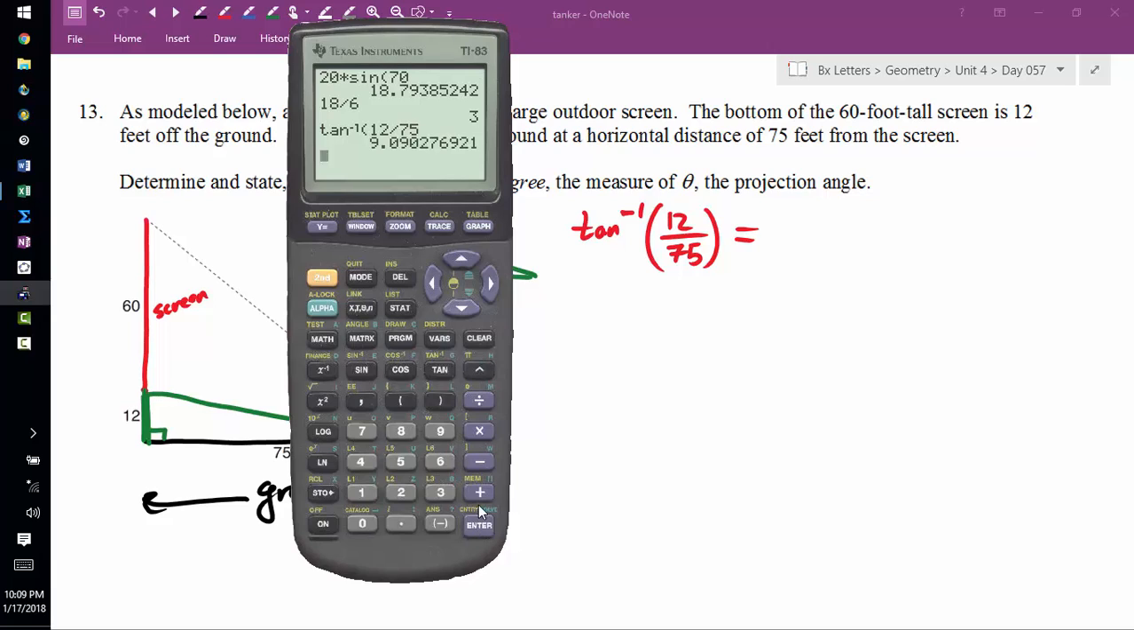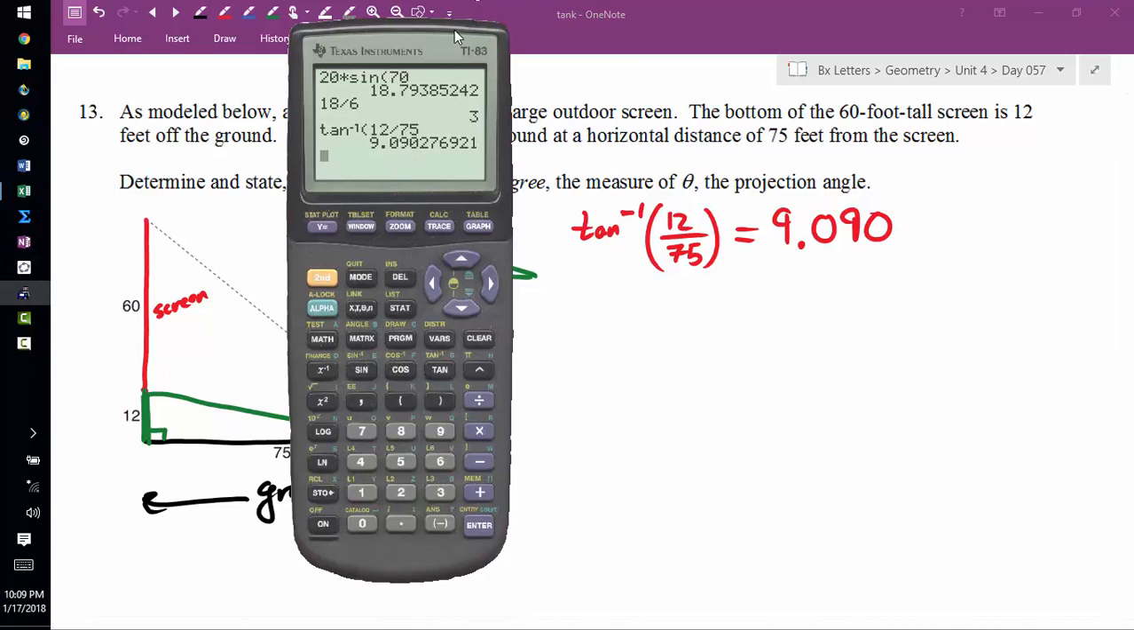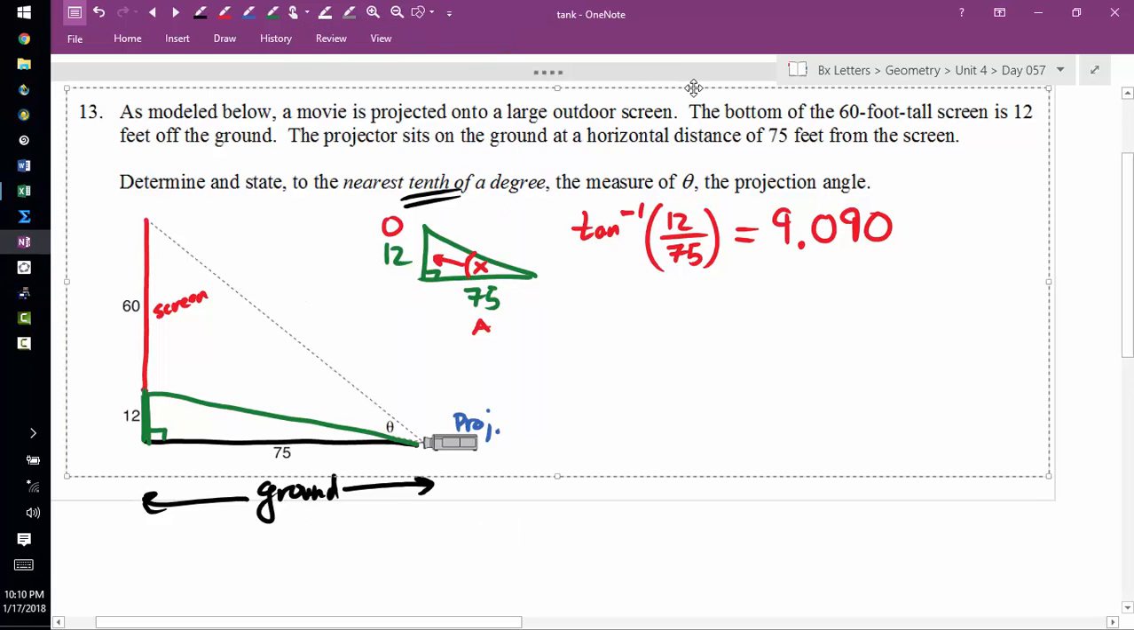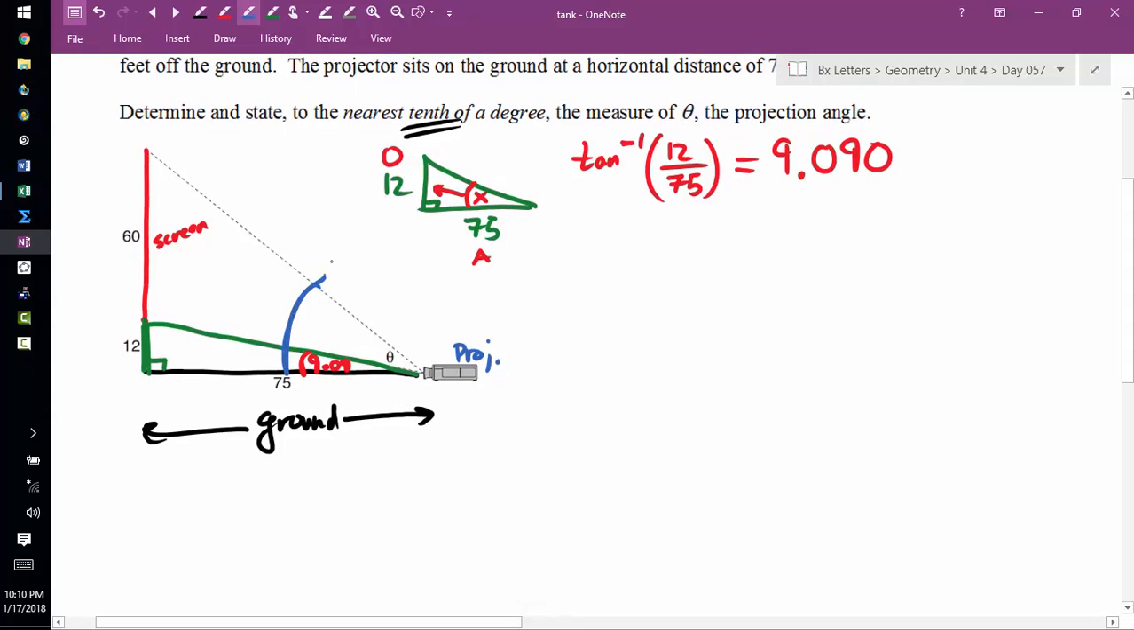And I expect to get a small angle, and it is. I'm going to round to the nearest tenth. It's going to be like 9.1. But you know what, let me just throw the 3 digits out there. So 9.090. I think that's what it was. Yeah, and I'll round at the end. That's the safe thing to do, is round at the end. Okay, so I've got this angle, 9.09. Now I'm going to find this larger angle by doing this entire big right triangle.